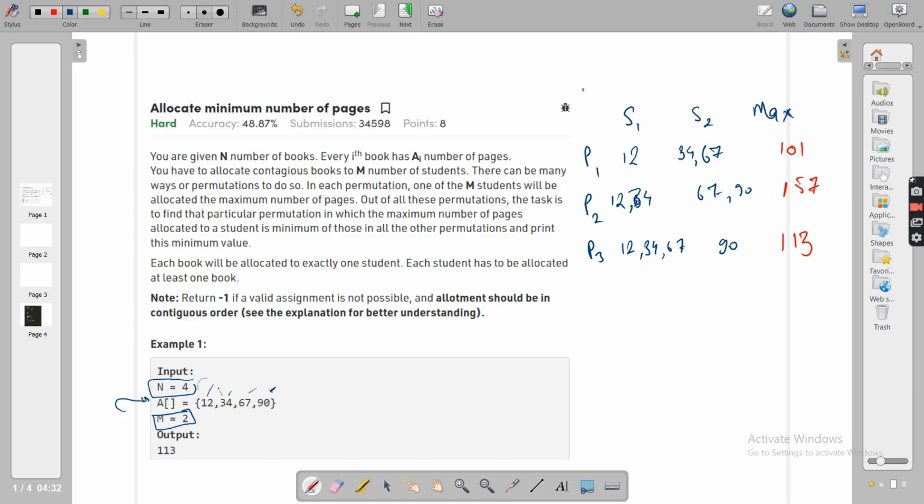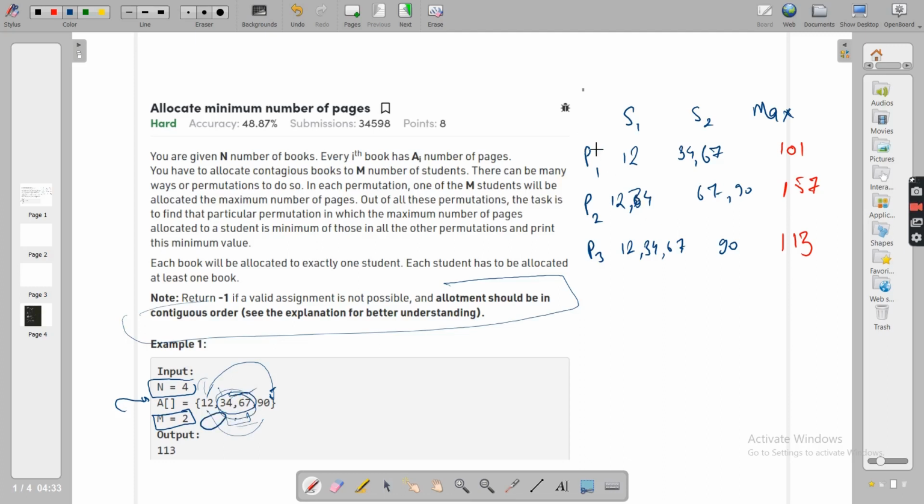Now what I mean by this, and before even starting, the fact that should be clear is that the allotment should be contiguous. It should be in order. So if you are giving a student one, let's say 12, you cannot give 90 and say that I'll give student two these two sets of pages, and give student one 12 and 90. No, you cannot. You have to go in contiguous order, because 12 and 90 are not contiguous. In between, you are giving it to someone else. So you have to maintain the continuity.